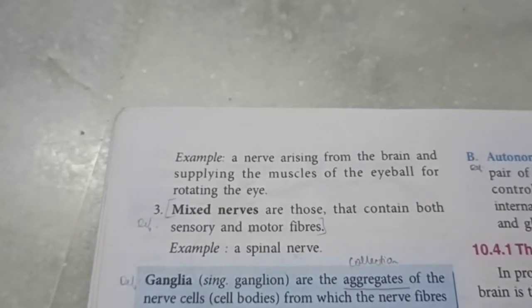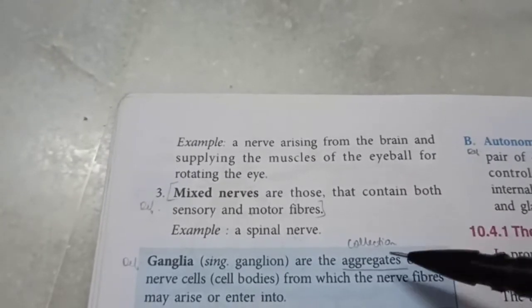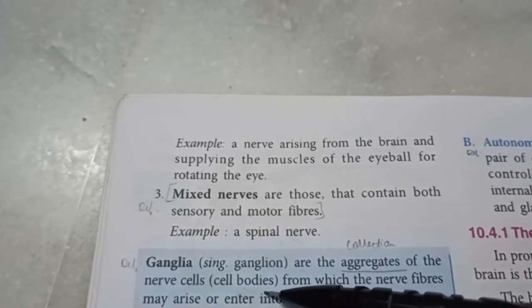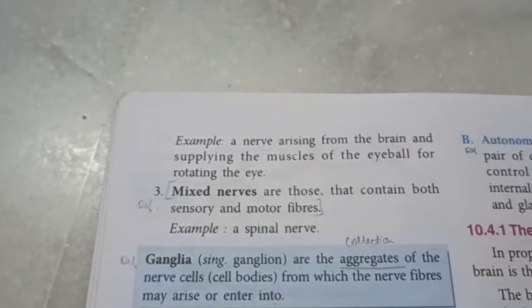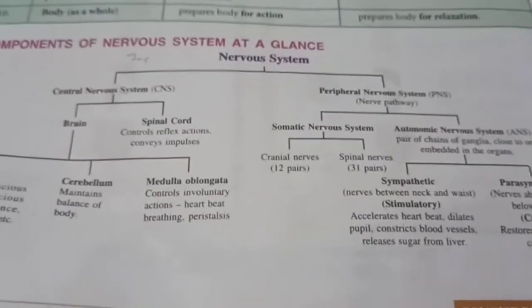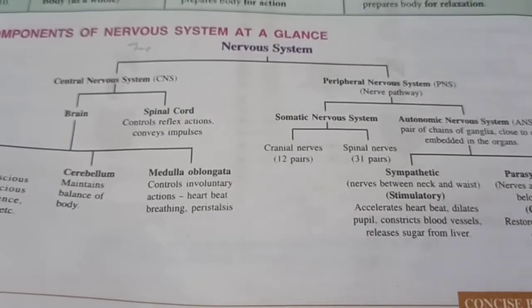Now, just like an axon, a collection of axons is called a nerve fiber. Similarly, a collection of cytons or cell bodies is called a ganglion, plural ganglia. Now that we know the basic unit of the nervous system, let's study its types and parts.